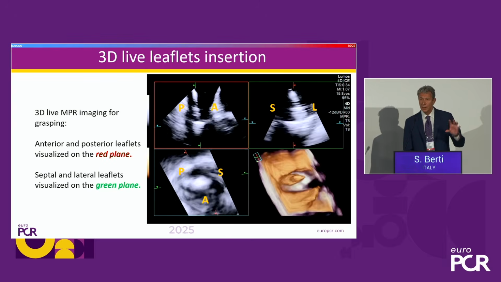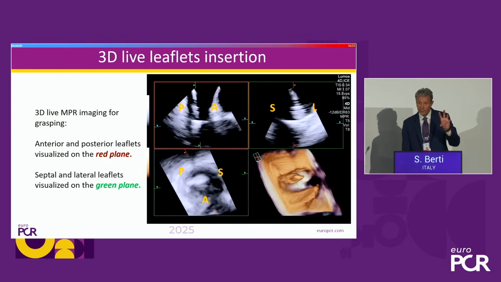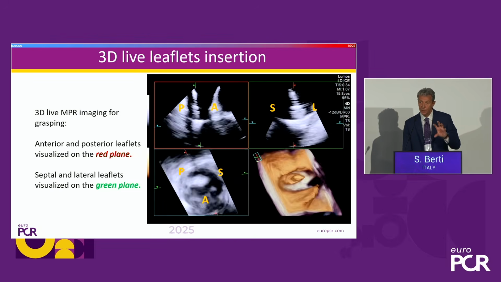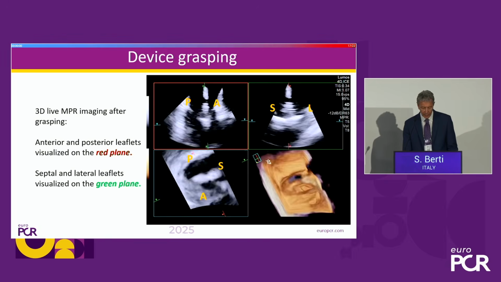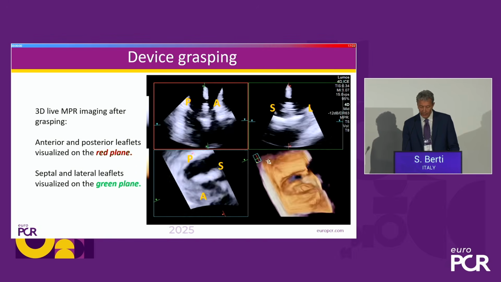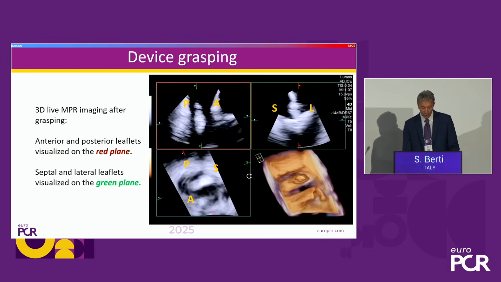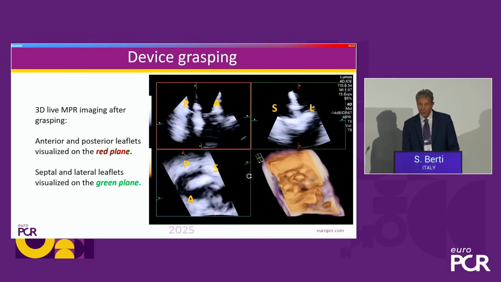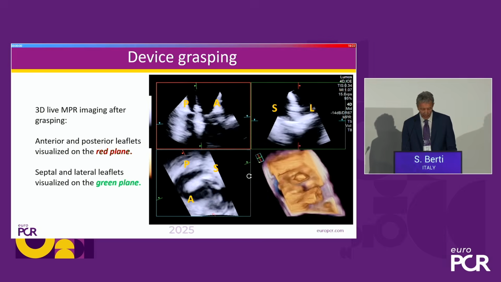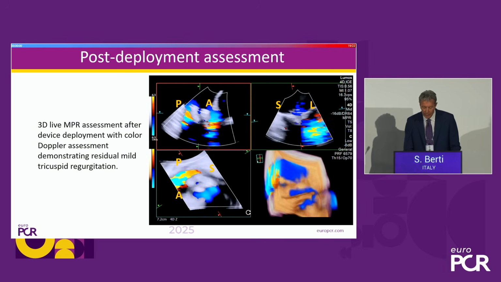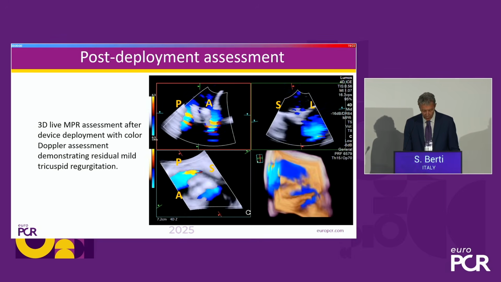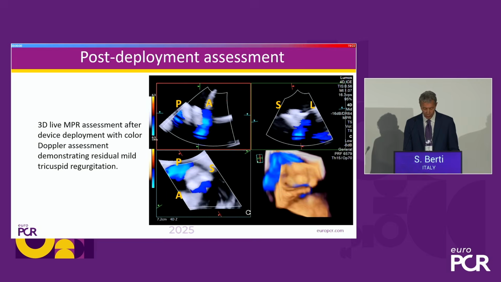It's important to analyze all three views because each one provides information regarding the position of the device and the capture of the lateral leaflets and the capture of the septal leaflets. The relationship between the device and the leaflets is extremely clear. And in this case, we add a second device just to correct the minor residual jet in the posteroseptal position.